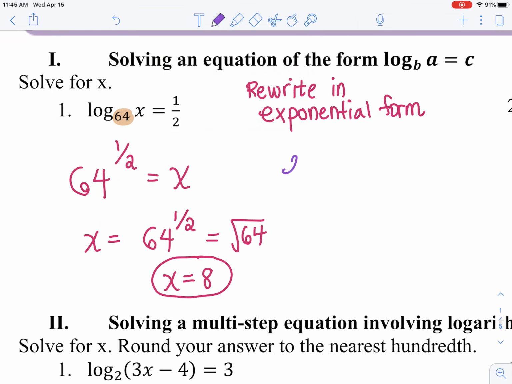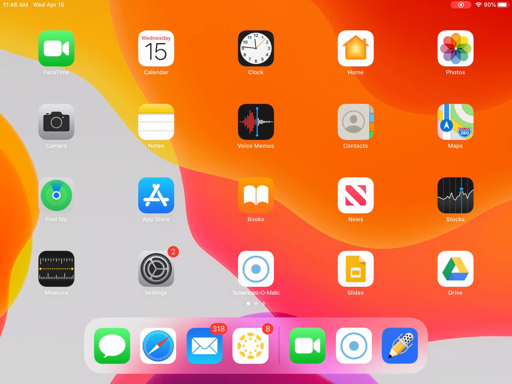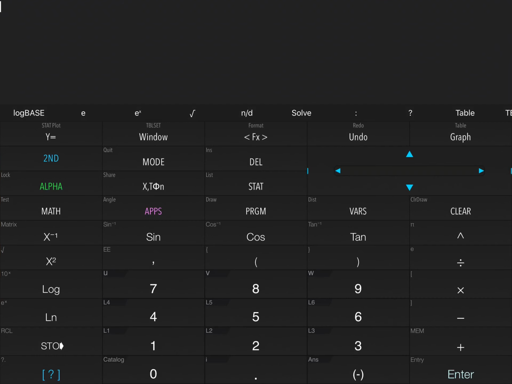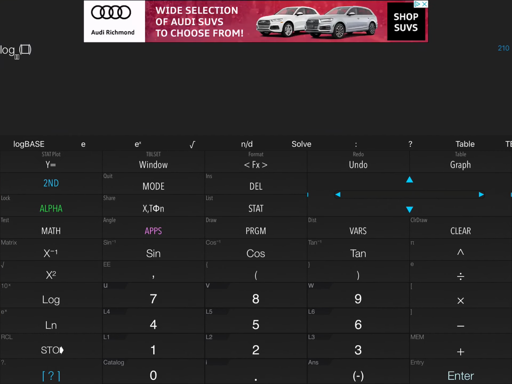Now we want to check the answer. So if you want to check the answer, what you can do is you can plug in log base 64 of 8 and see if that really comes out to be half. So we can use our calculator to type in this left side and see if that comes out to be 1/2. Let's do that together.